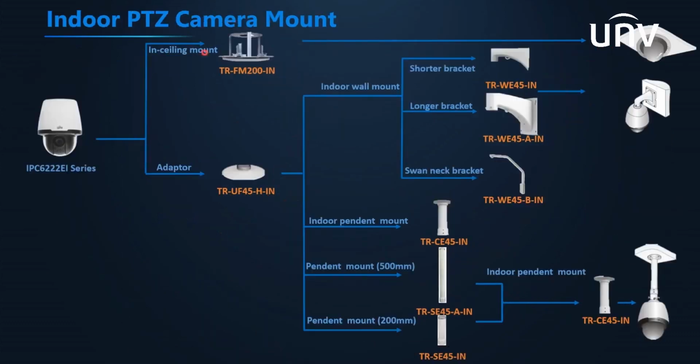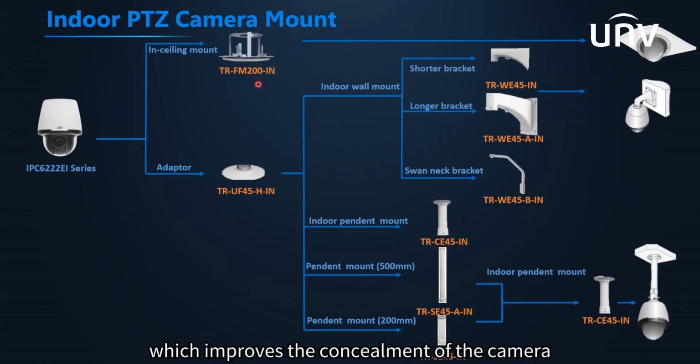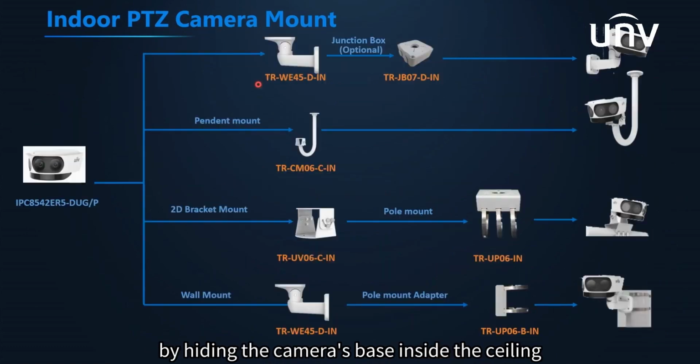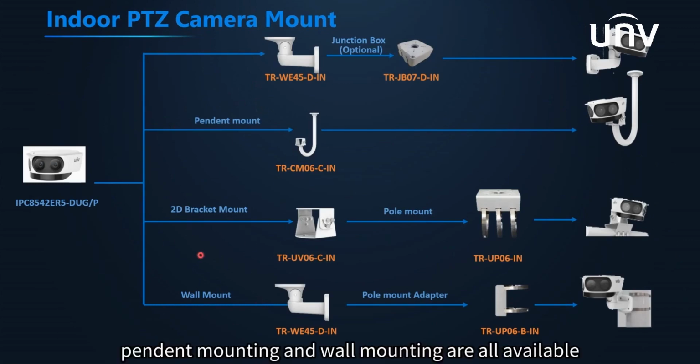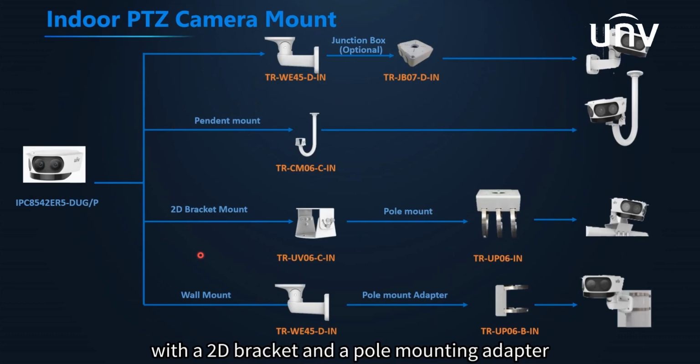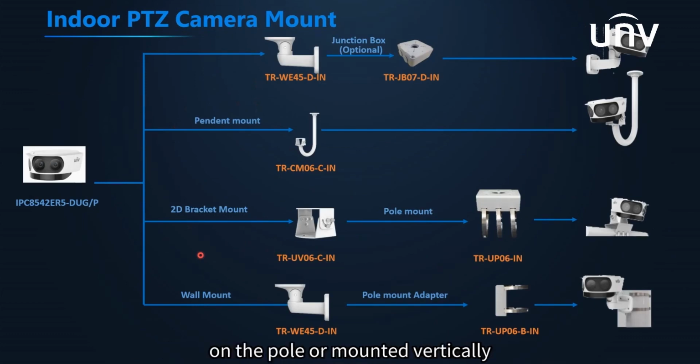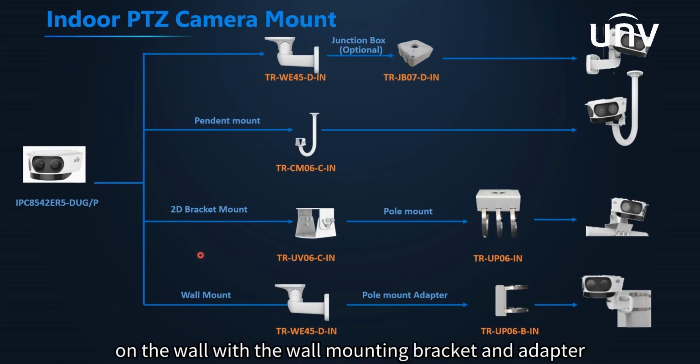Compared to the outdoor PTZ camera, the indoor PTZ camera has this bracket for the in-ceiling mounting exclusively, which improves the concealment of the camera by hiding the camera's base inside the ceiling. If we are going to mount OmniView indoors, pendant mounting and wall mounting are all available. With a 2D bracket and a pole mounting adapter, the OmniView could be horizontally installed on the pole or mounted vertically on the wall with the wall mounting bracket and adapter.